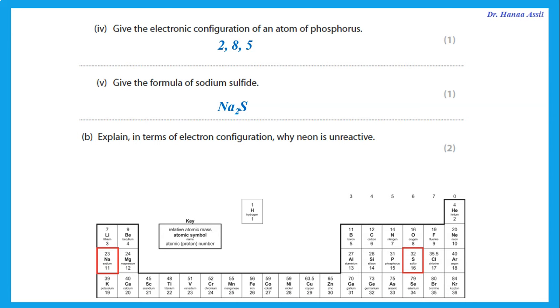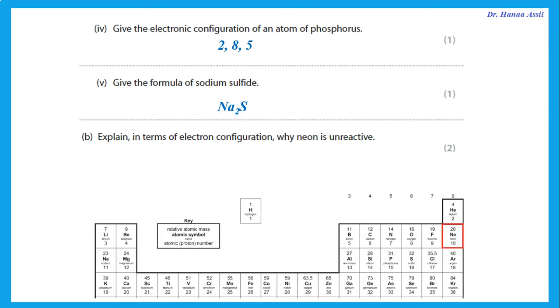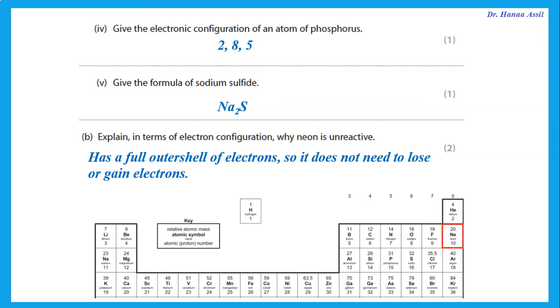Explain in terms of electron configuration why neon is unreactive. Where is neon? Neon is in group 0, and we know that everything in group 0 has a full outer shell of electrons, so it doesn't need to lose or gain electrons. So we say it is unreactive.